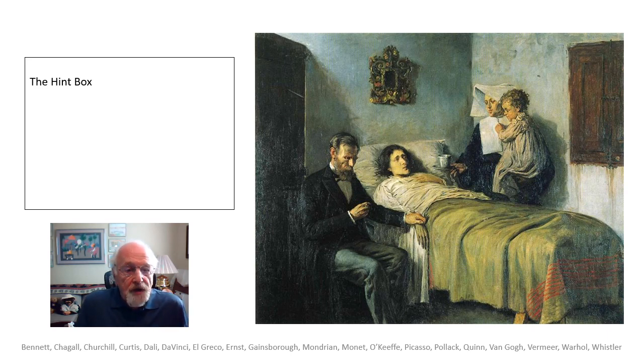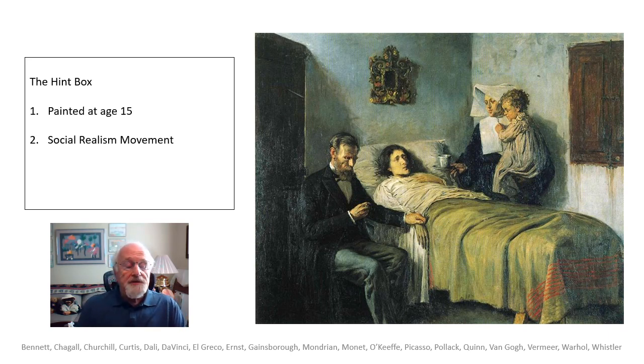To the next work. It's another work by a famous artist, but again out of the artist's usual eye, so to speak. In the hint box, we can see that the painting was painted by the artist at the age of 15, and this painting was a member of what is called the social realism movement. Any idea yet?